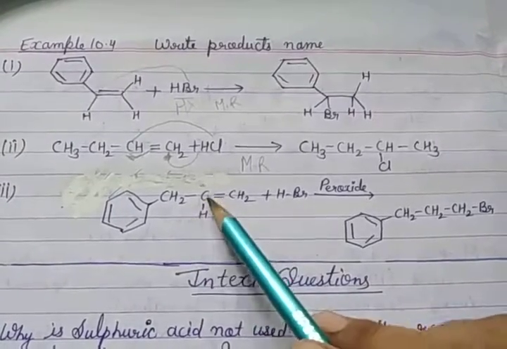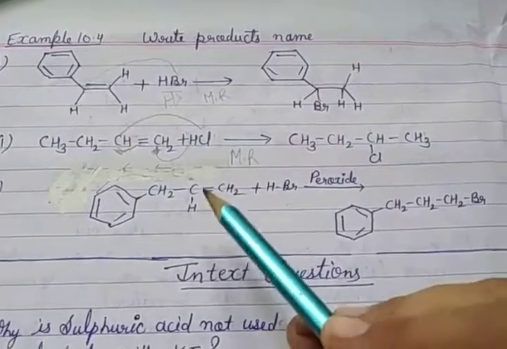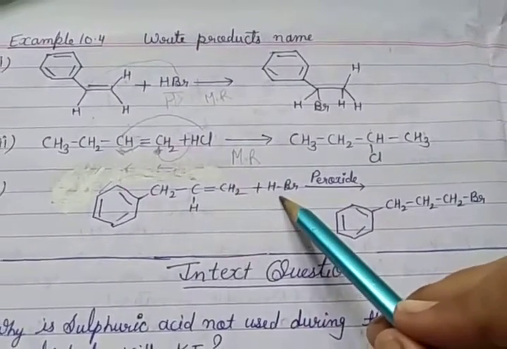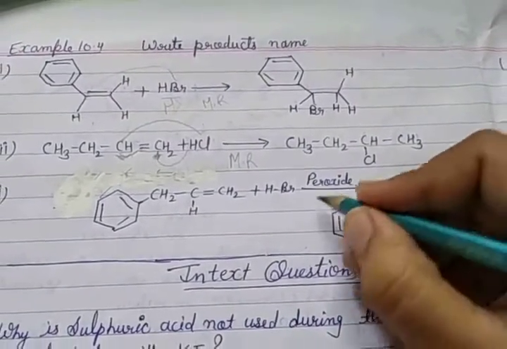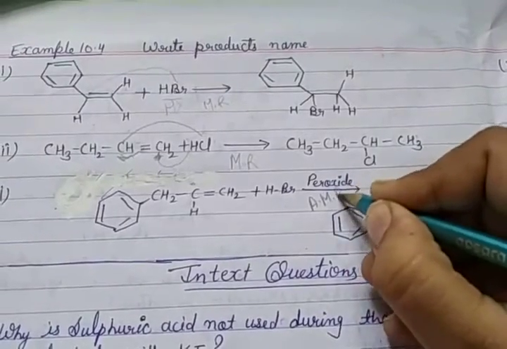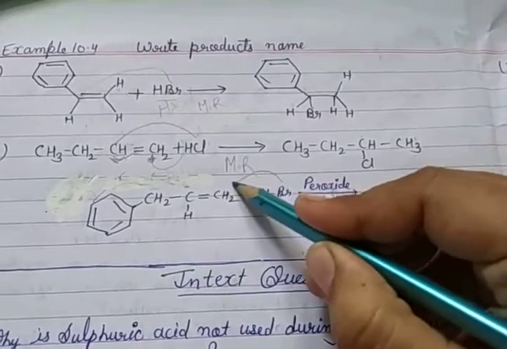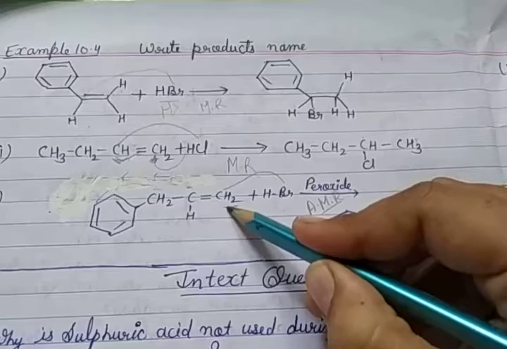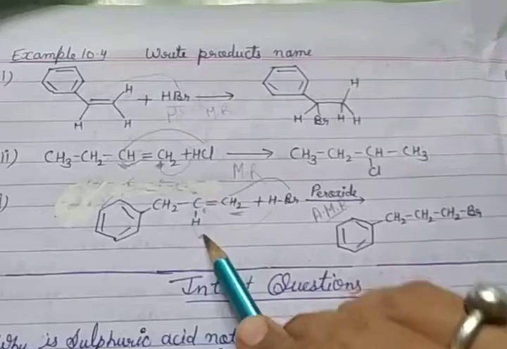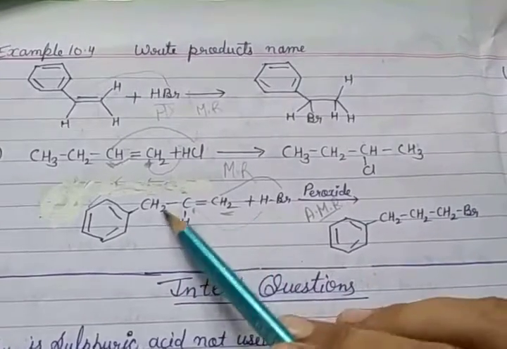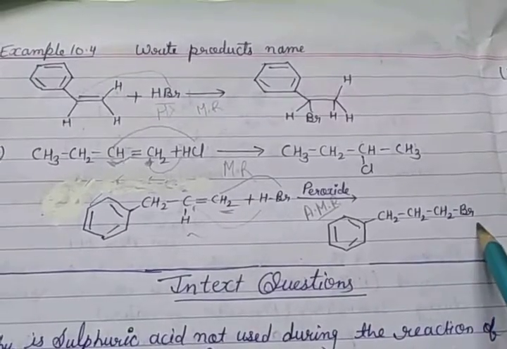Then question number 3: benzene ring, CH2 CH double bond CH2, with HBr in the presence of peroxide. First you see a double bond is given, second HX is given, but in the presence of peroxide, which means a catalyst. So the anti-Markovnikov rule applies, the opposite of the Markovnikov rule: the halogen attaches to the carbon which has the maximum number of hydrogen atoms, and the hydrogen attaches to the carbon which has fewer. So benzene CH2 CH2, the double bond converts into a single bond, and CH2 Br.